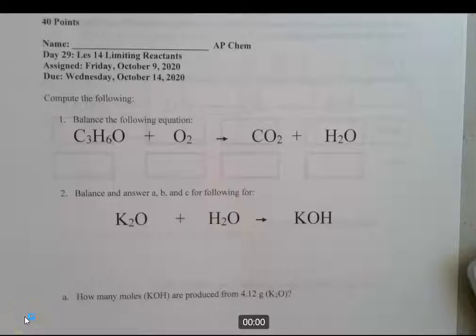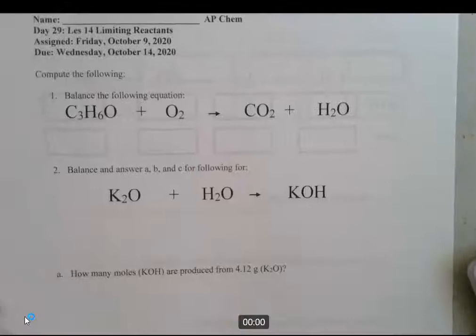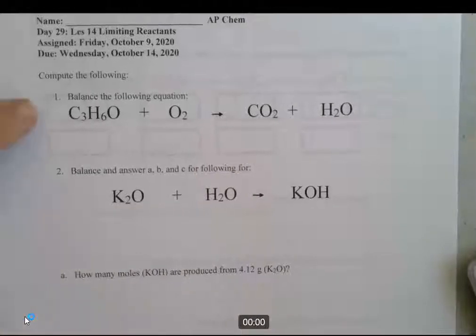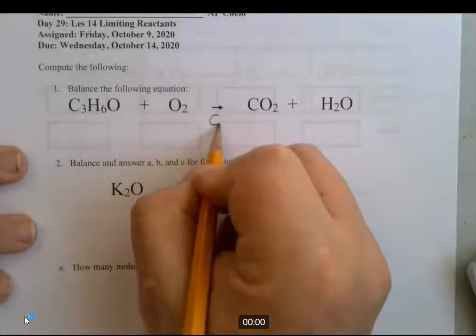Unit 2, gram stoichiometry. We're going to start off with the front page of some review of some of the things we did earlier this week. So the first question is just asking you to balance this equation. So we're going to do it the traditional way. That's kind of what you want to eventually go to.